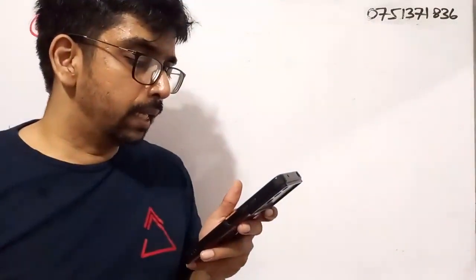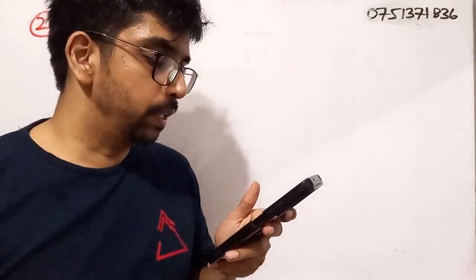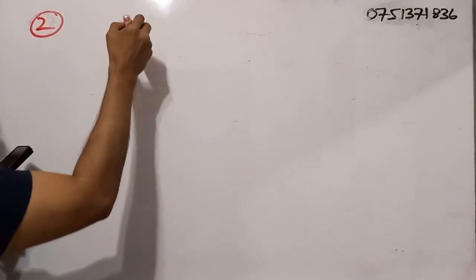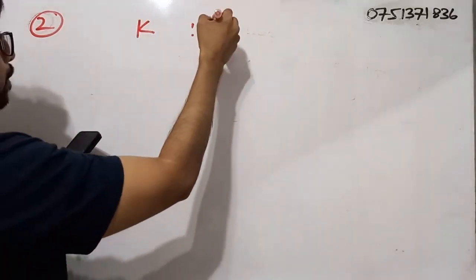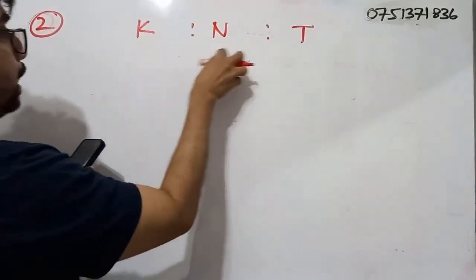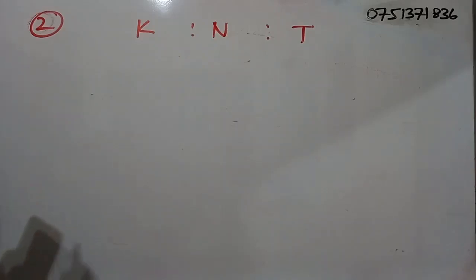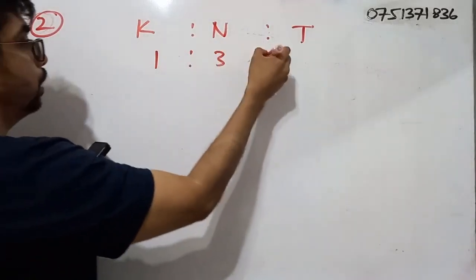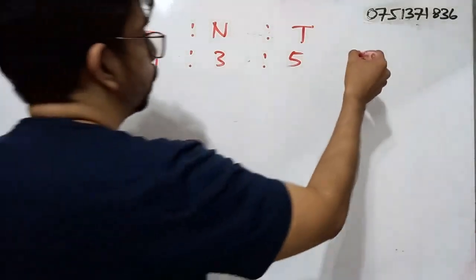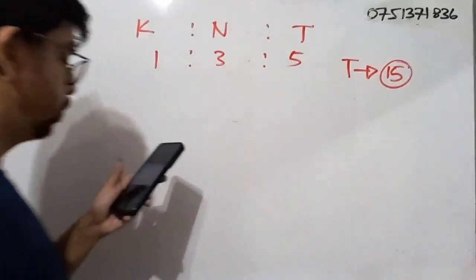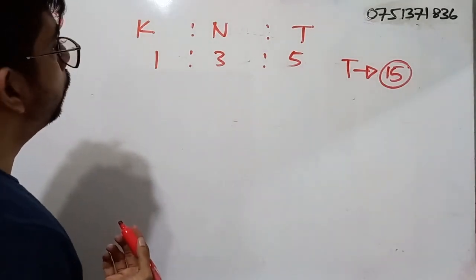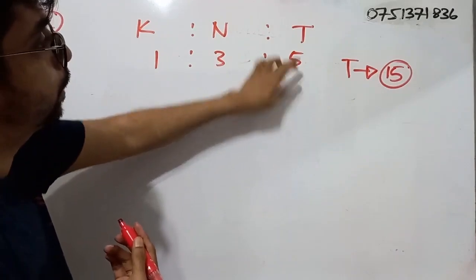Question number 2. Kamalini, Nimal and Tharaka divided several Verulu, olives, among themselves in the ratio 1 to 3 to 5. So we have Kamalini, then we have Nimal, then we have Tharaka. So I have put KNT, right? So the ratio is 1 to 3 to 5. If Tharaka received 15 Verulu, how many Verulu did Kamalini receive? So Tharaka received 15, no? So we know the term related to Tharaka is 5.